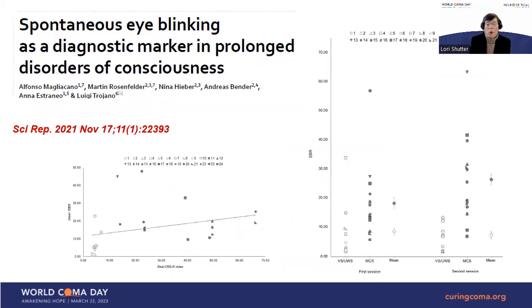Another thing that's been reported recently is spontaneous eye blinking, and just counting the number of eye blinks may allow us to separate out patients. This was in 10 patients who were in an unresponsive wakefulness state and 14 in a minimally conscious state, and they looked at eye blinks over a 2-minute time period and showed a correlation with the Coma Recovery Scale. And it seemed to correlate well.